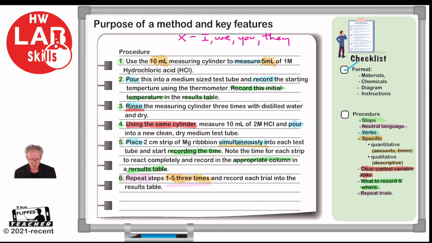Okay, so there are some things to watch out for, and when you write a method, make sure it's detailed, make sure it's got all of these features here, and you can't go wrong. Because most of the time when students write a method, it's pretty much, yeah, we did this, we did that, we mixed that, and then we recorded our results. Well, that's fine if they're thinking about it, but if I was to give those set of instructions to another student in a different country and say, off you go, do that, they will go, what do you mean? They need to have specific instructions. So hopefully that makes sense.